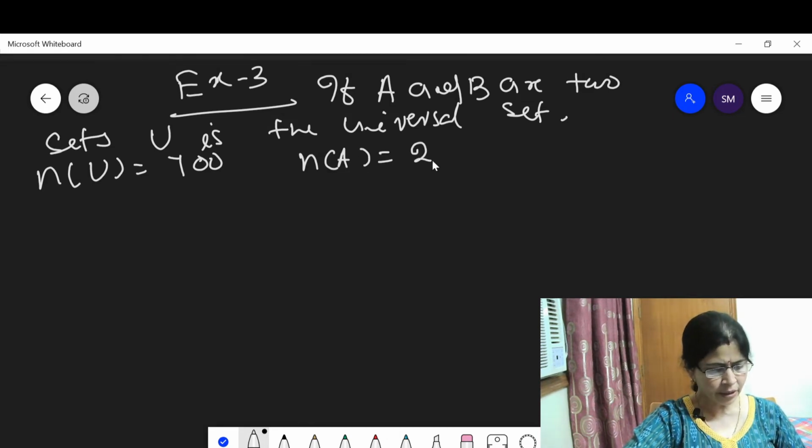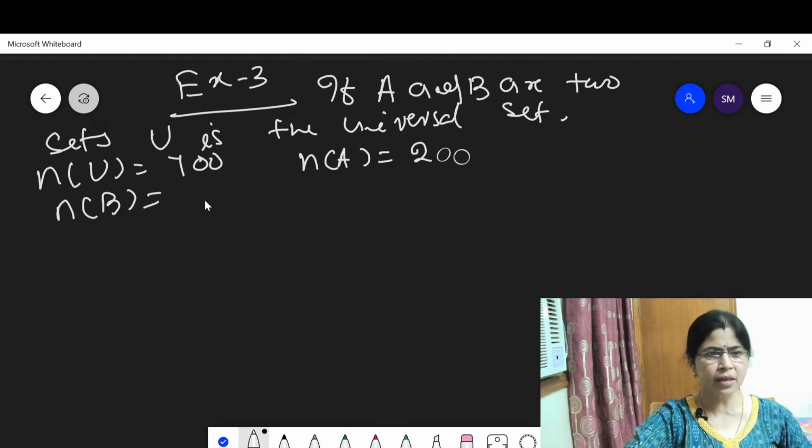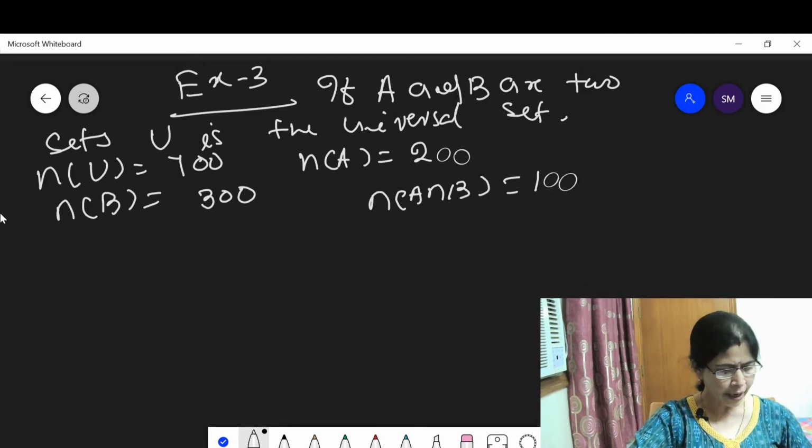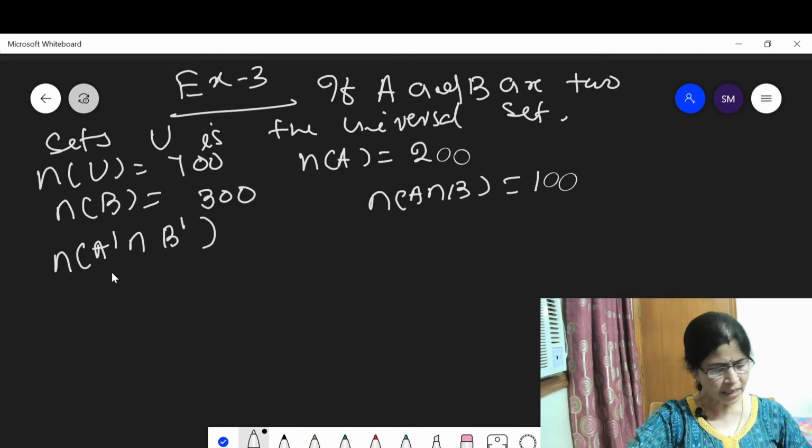n of A is given here 200. Then n of B is also given, the number of elements present in set B is given here 300. And n of A intersection B is also given here 100. Then here we have to find out n of A dash intersection B dash. This means, now let us solve.